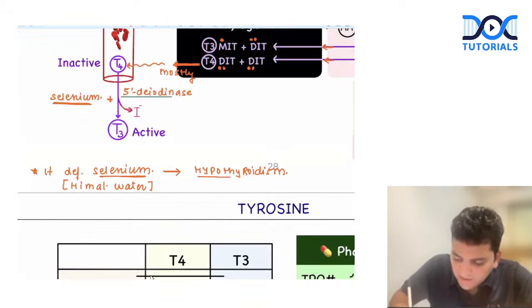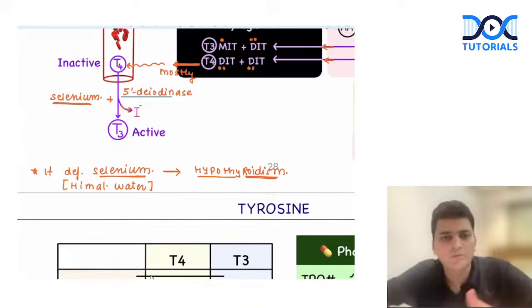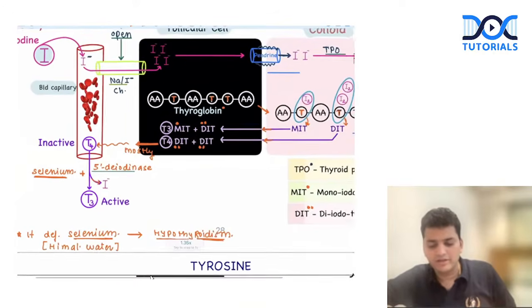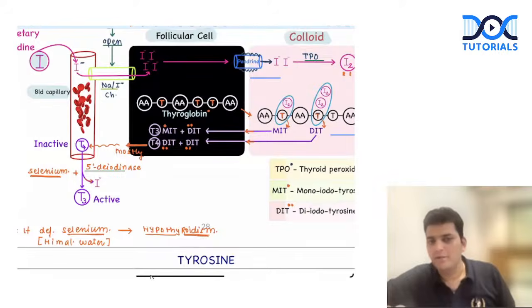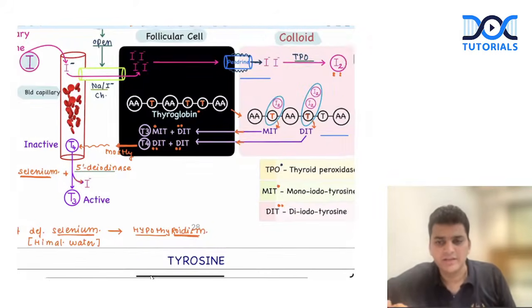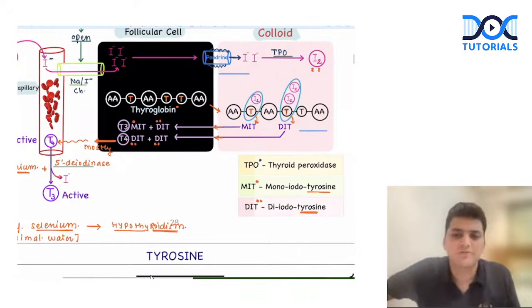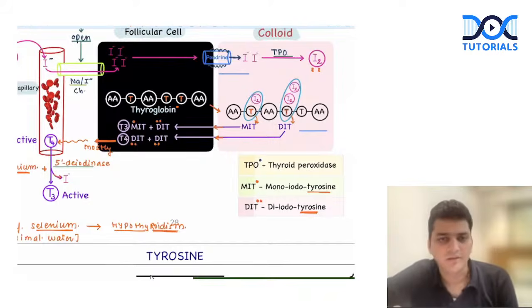So selenium deficiency can lead to hypothyroidism because we will not be able to convert the T4 into T3, and that is particularly seen in the Himalayan water. So what we have understood about the thyroid hormone, the T3 and T4, is that it is mainly made up of tyrosine, MIT plus DIT or DIT plus DIT, right? So this MIT or DIT, basically they contain tyrosine. That is why we are discussing this topic here, MIT, DIT, the tyrosine ones, right?